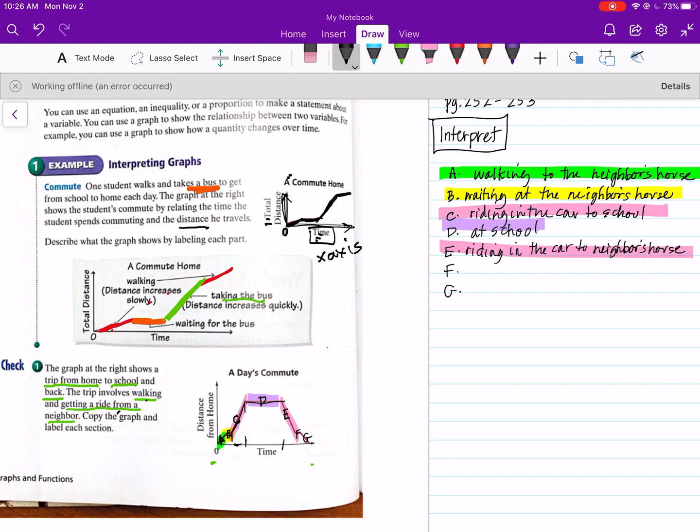Next, we have this part right here. So it looks like they're waiting at the neighbor's house. Their distance isn't changing. They're getting out of the car. Maybe this would make Mrs. Smith's heart nice and warm. Maybe they're like, hey, you know what? In math class today, we did this and this. Hey, do you understand your homework? Maybe it's all about what they did in algebra class.